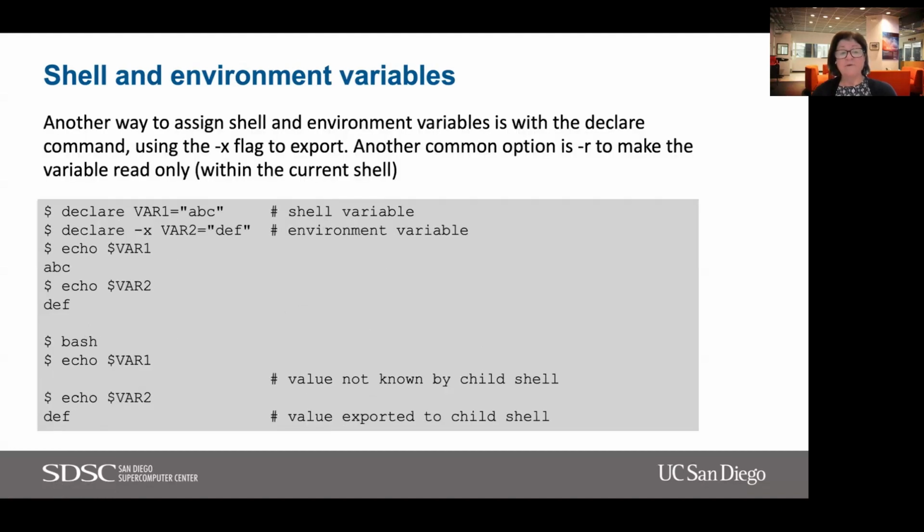So another way to assign these environment variables is with the declare command and the -x flag to export. And the -r is to make it read-only so it can't be changed. So declare var1 equals ABC, declare -x var2 will export the environment variable, which we can see var1 did not export, but var2 did.